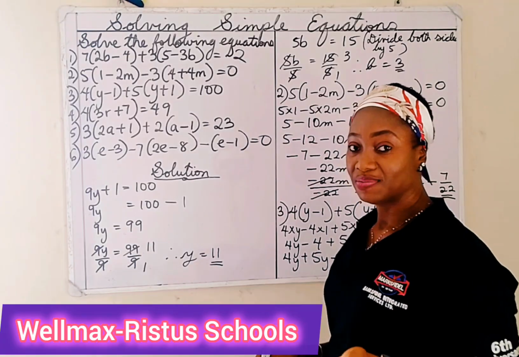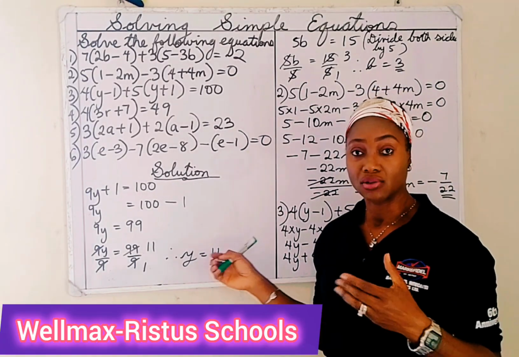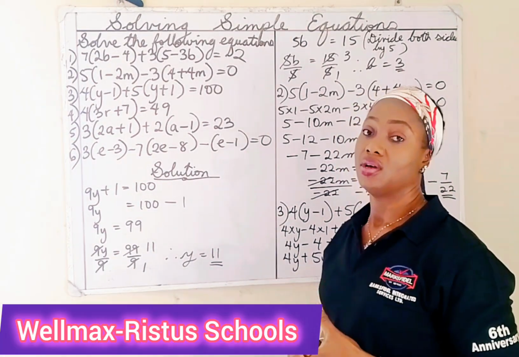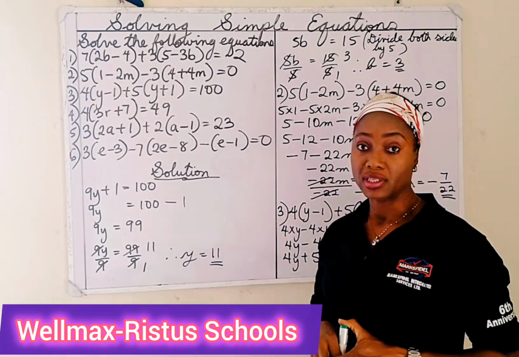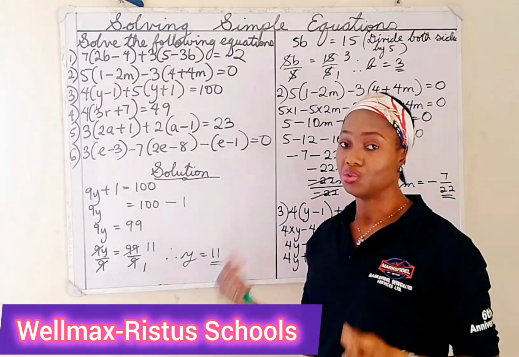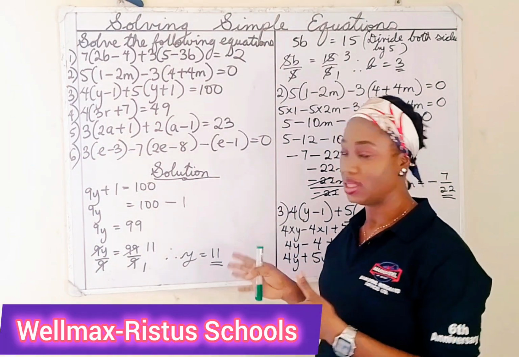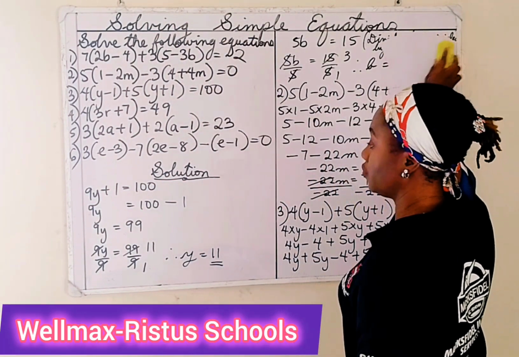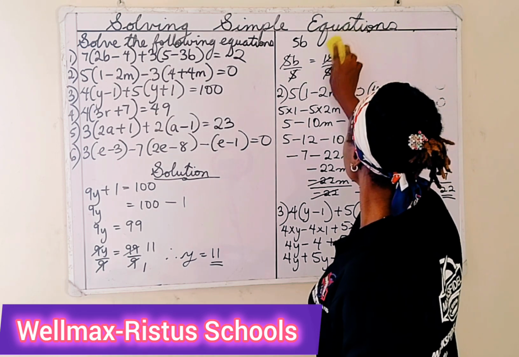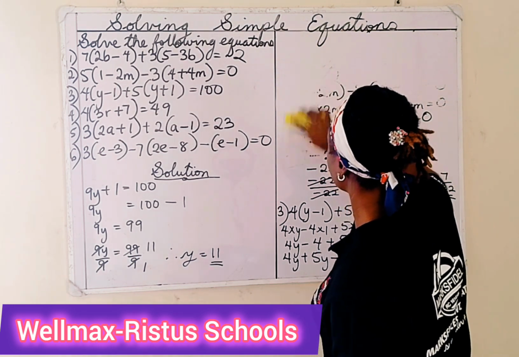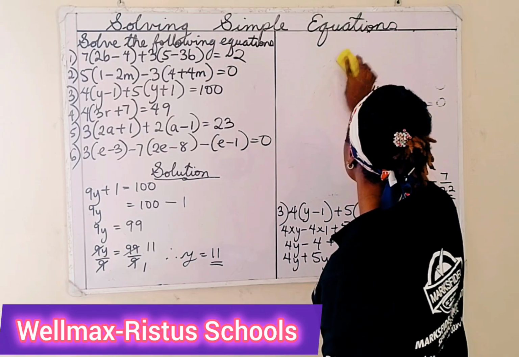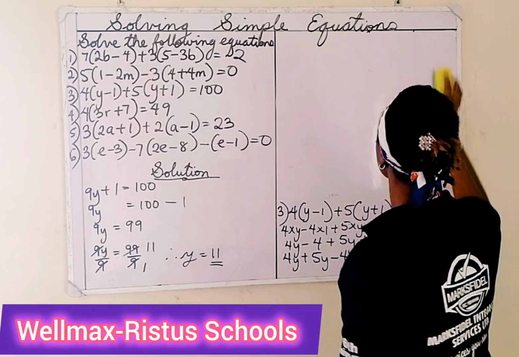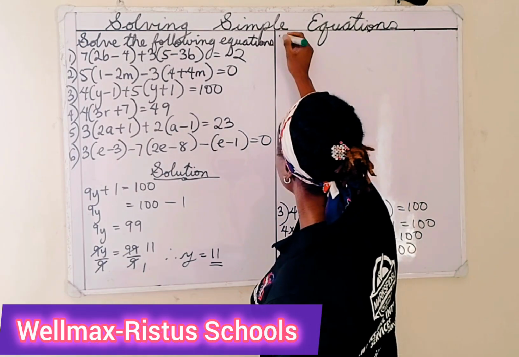It's easy, right? I know some of our friends might be confused in how to collect like terms or how to even subtract or add the numbers when you have negative numbers. So if you follow my previous lesson on how to add your integers, you will understand better how we're actually solving this. Now let's move on. Question number 4. Now on to question 4.